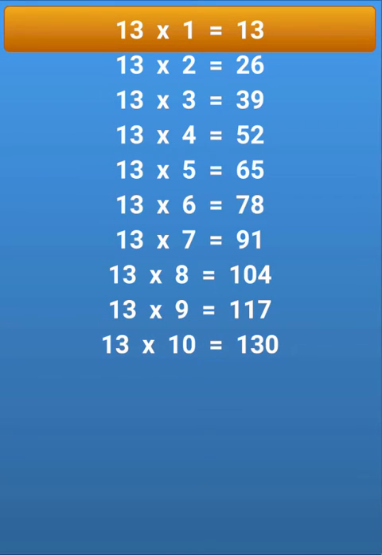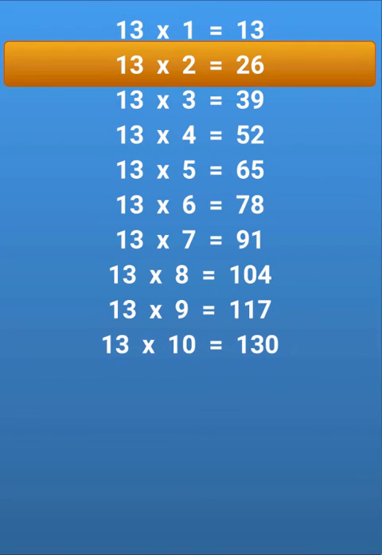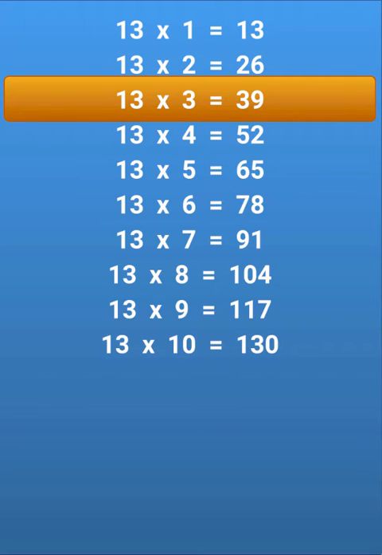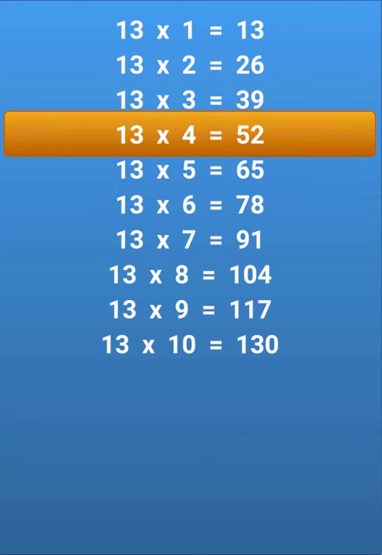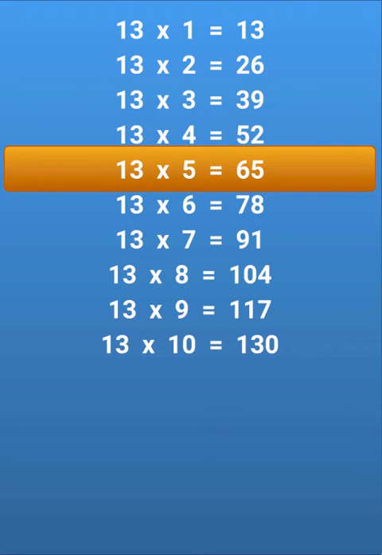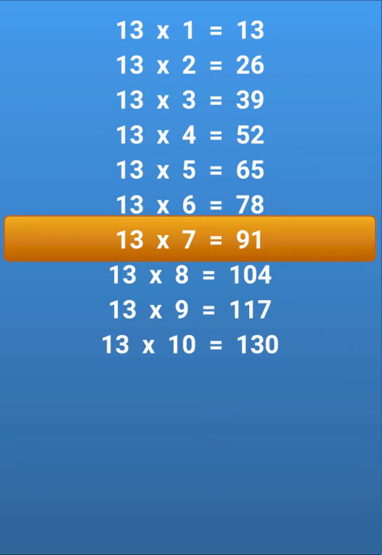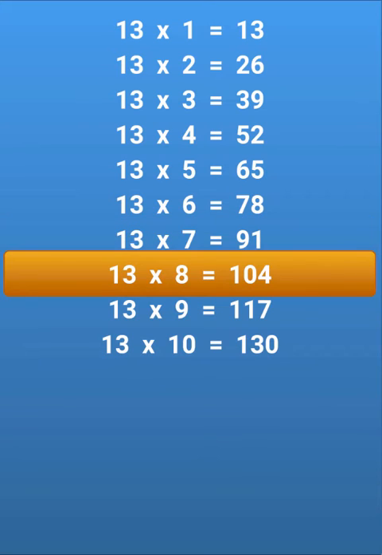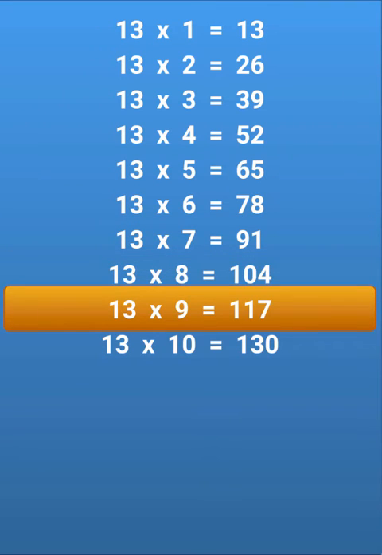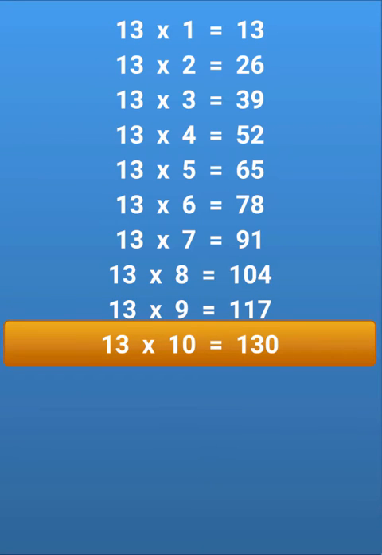13 times 1 is 13. 13 times 2 is 26. 13 times 3 is 39. 13 times 4 is 52. 13 times 5 is 65. 13 times 6 is 78. 13 times 7 is 91. 13 times 8 is 104. 13 times 9 is 117. 13 times 10 is 130.